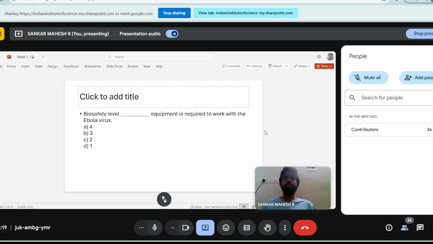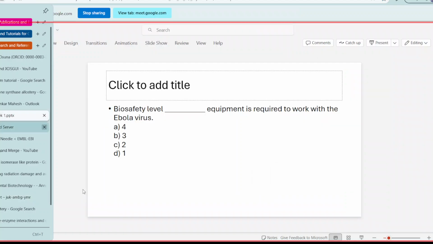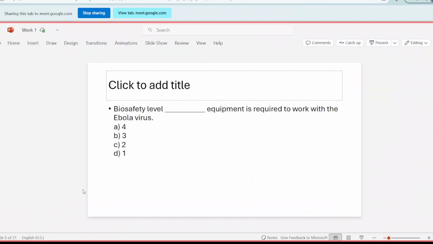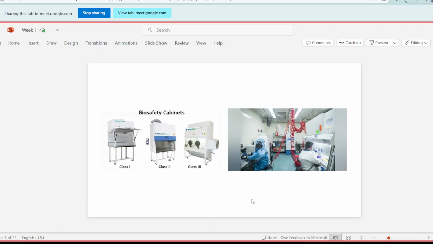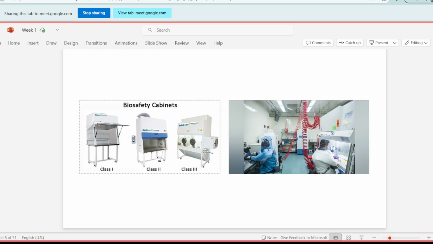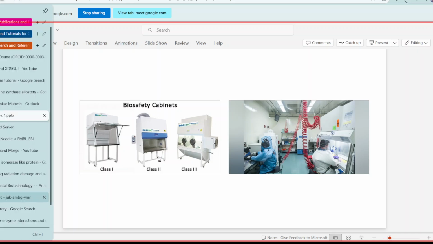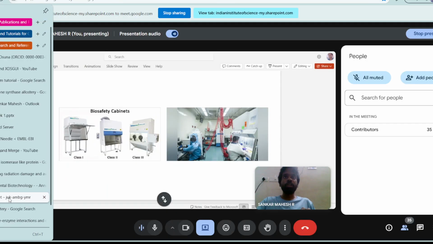And in BSL3, you don't just require gloves, you also have a setup where your hands and arms are covered. This is how BSL3 looks, where you have a way to position your arms, whereas in BSL4 your entire body is covered with a PPE. That's what these people are wearing. So it depends on the sensitivity of the strain that you're working with. These are the four different levels. And Ebola virus, being highly pathogenic, requires BSL4.